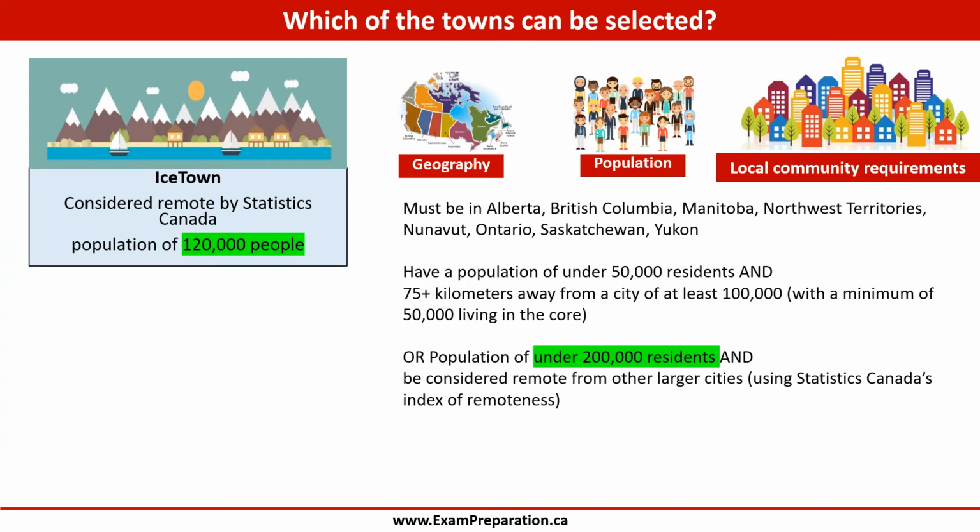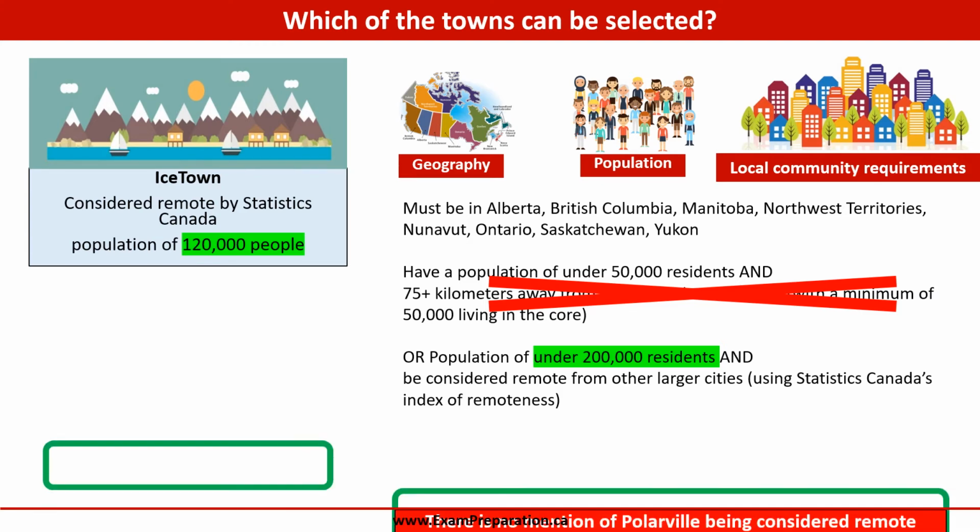All right, so let's take a look at Icetown. Now, Icetown is, of course, the final step in getting this answer correct. So in terms of population, we could see that we do meet one of those requirements. The first one would be eliminated when we look at population and geography. So remember, we have those 2 options. The under 50,000 and 75 or more kilometers away from a major city, I guess we could call it, 100,000 people. Well, we don't qualify for that one, because Icetown has exceeded the under 50,000 residents requirement. But Icetown is under 200,000 residents. So that's a good sign for us.